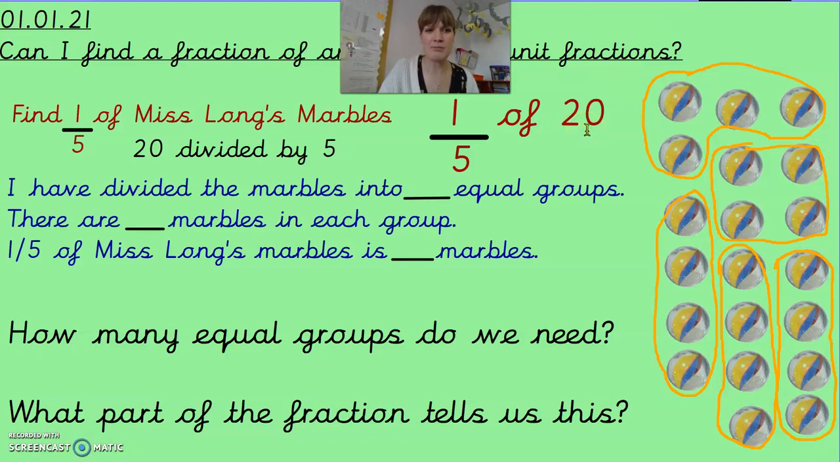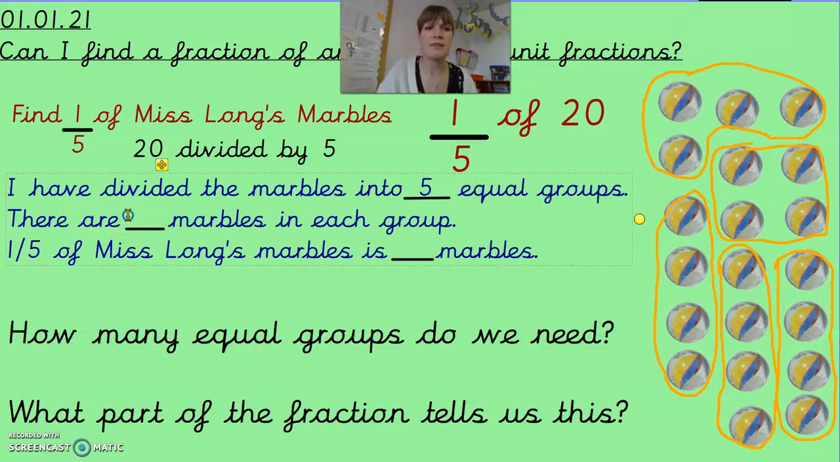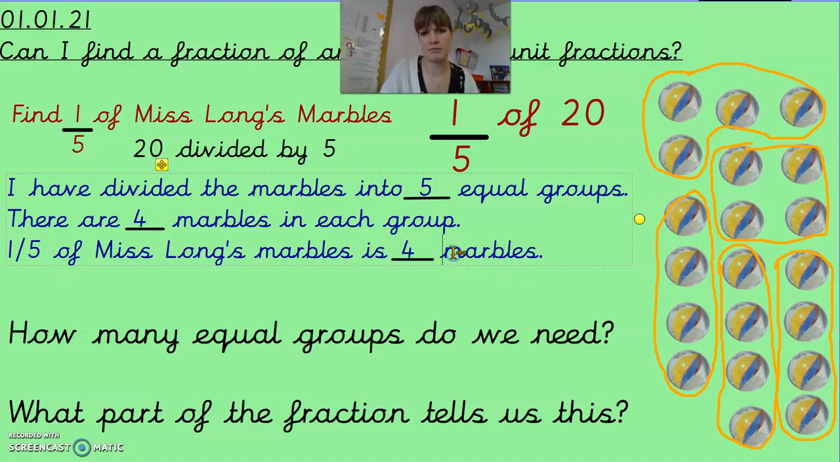So I have divided the marbles into how many groups? So it's not how many in each group. How many groups have I got? I've got 1, 2, 3, 4, 5. So I divided it into 5 equal groups. Okay. There are 4 marbles in each group. And 1/5 of Miss Long's marbles is 4.